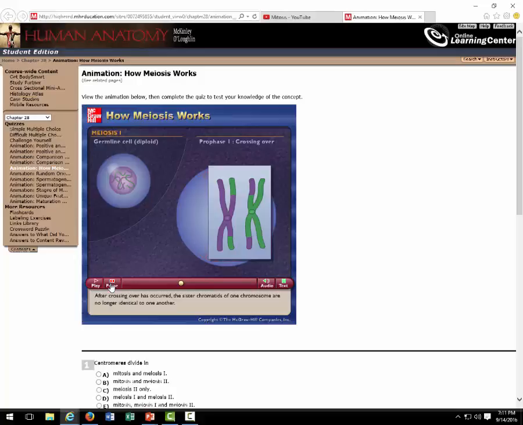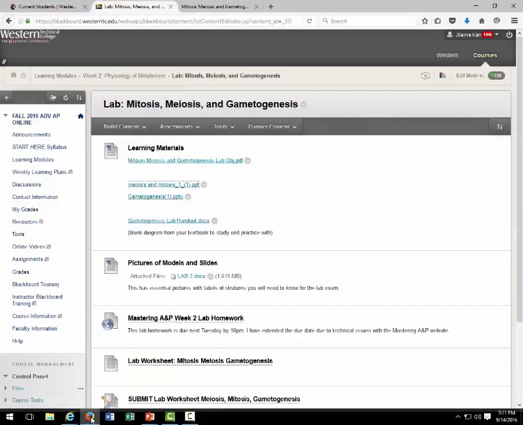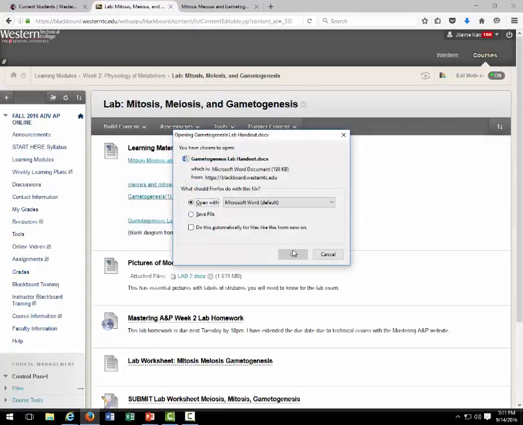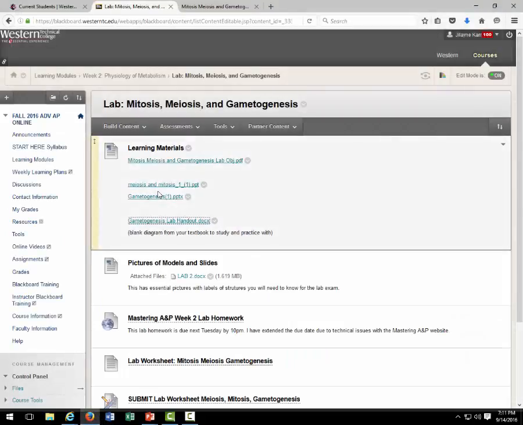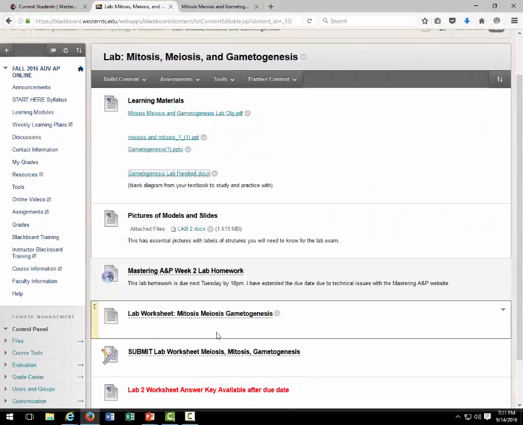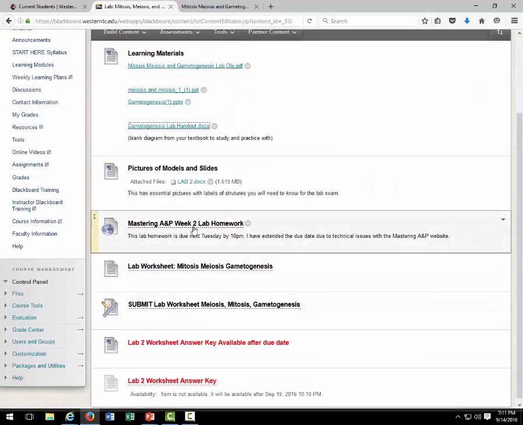But 2 other terms you need to know if you look at your worksheet for today. One is, let's see, lab handout. Oop, not that one. Where's the worksheet? Here.